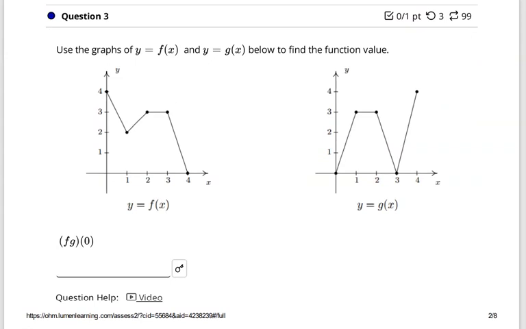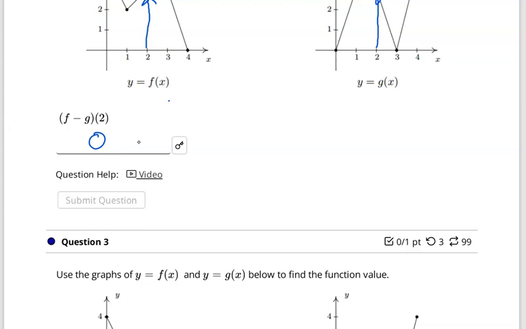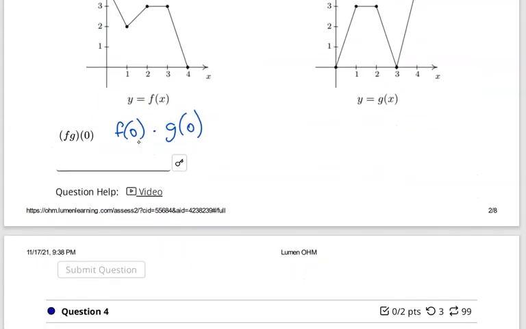Now we want f times g of 0. Remember, fg of 0 is the same as f of 0 times g of 0. Oh, and I forgot that I should have showed you in showing the work up here. F minus g of 2 is the same as f of 2 minus g of 2. Forgot to go through that step.